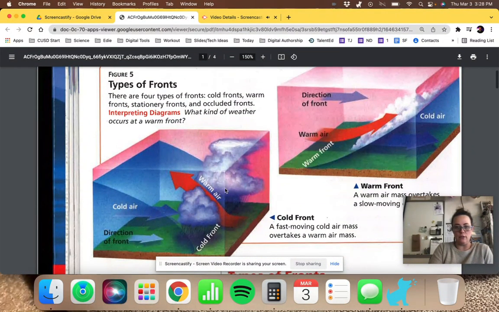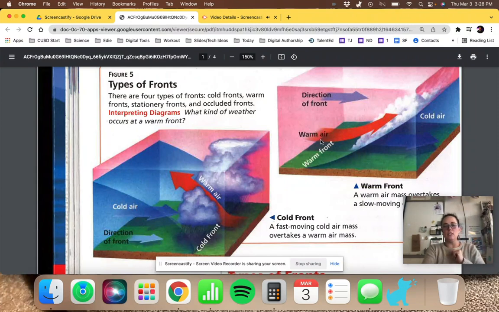So this first front here you can see is a cold front. And remember, cold air is more dense than warm air. So when you have a cold and a warm front, the cold front will move under, and the warm air will be pushed up. And along that front, you will get clouds forming. That is when the cold front is moving. Cold fronts tend to move faster. So when they run into a warm front, you get a quick change in temperature and you can get storms.